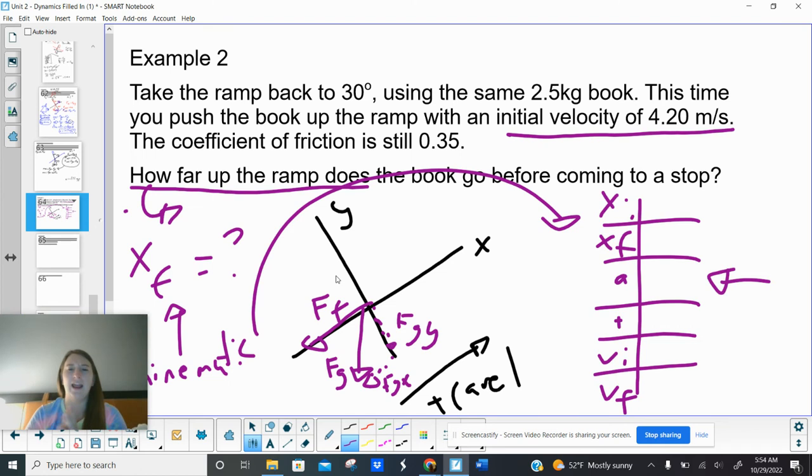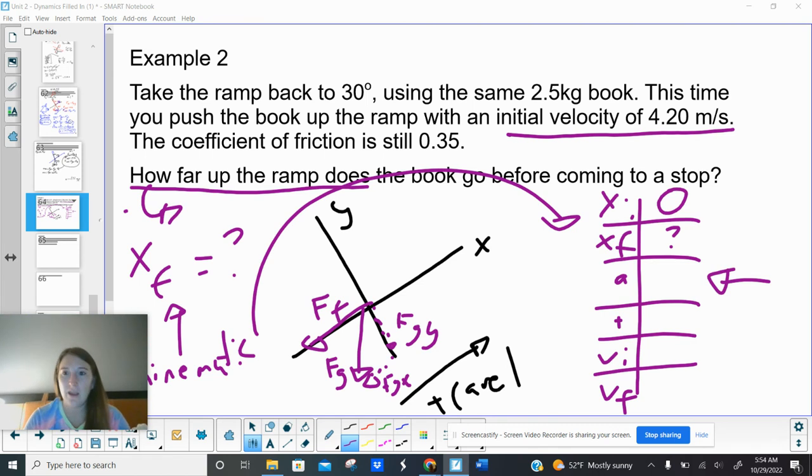Actually, I lied. Before we get A, go ahead and fill out your variables of what we know so far. We do know a couple things. X initial is going to be 0. X final is the question mark, right? We're going to call wherever it's at currently when I let it go, right there, 0. I push it, but right there, we're going to call that 0. And then wherever it ends, we're going to call that X final. I don't know A. I need to find that. Do we know time? Well, no, we don't know time.